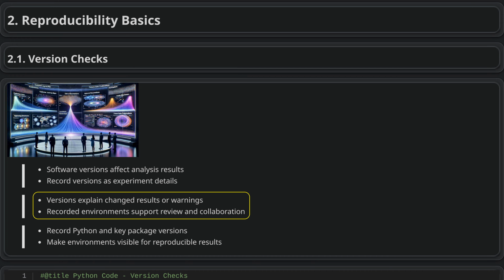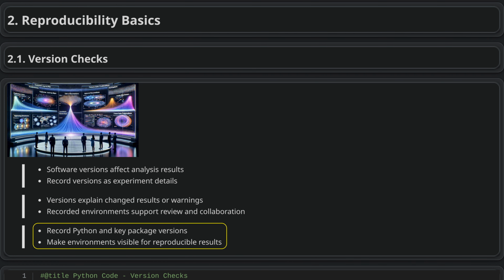Checking and recording software versions helps make results reliable and reproducible. Library updates can change how models run or how data is handled, leading to different outputs later. Keeping version information in a notebook captures the working environment, which is especially important when results are shared, reviewed, or revisited. Documenting software versions is essential for reproducible data science.